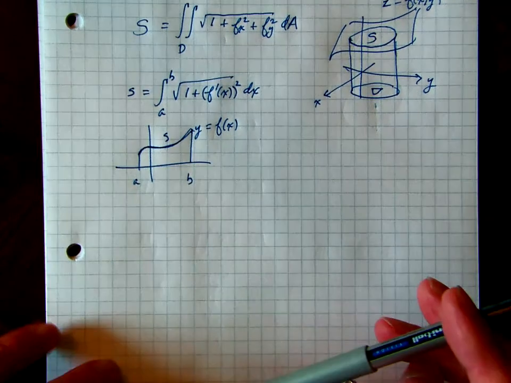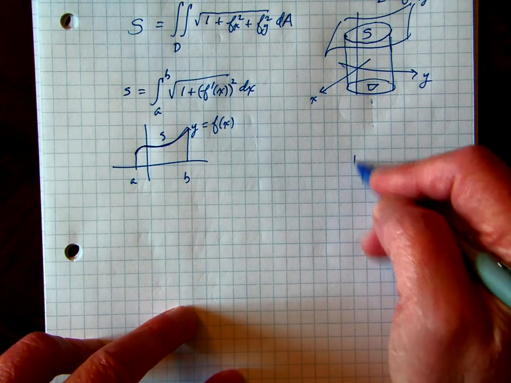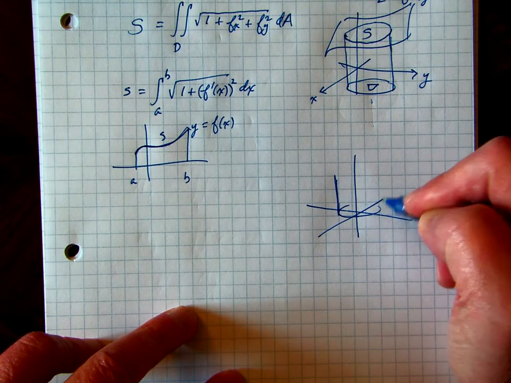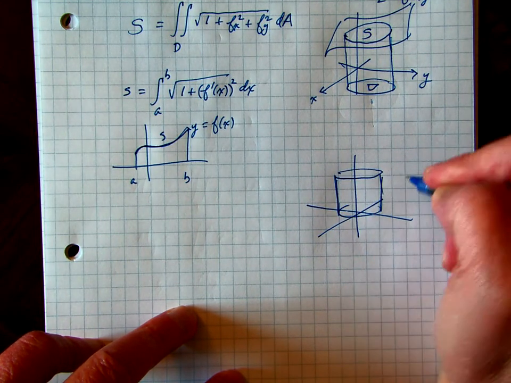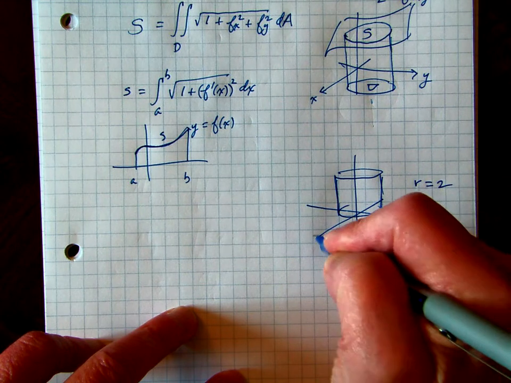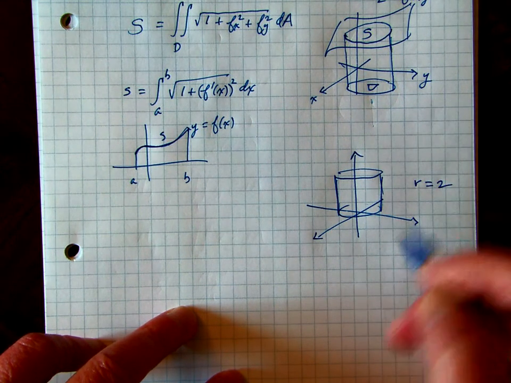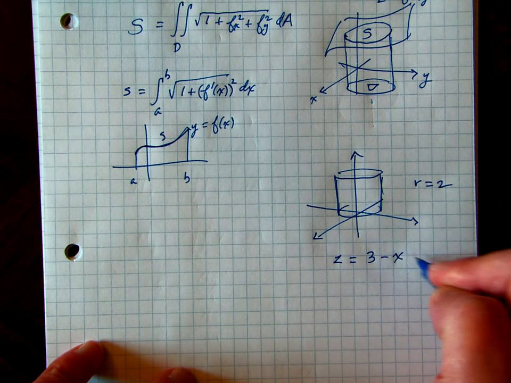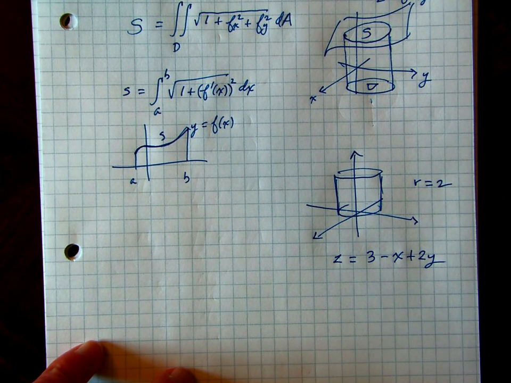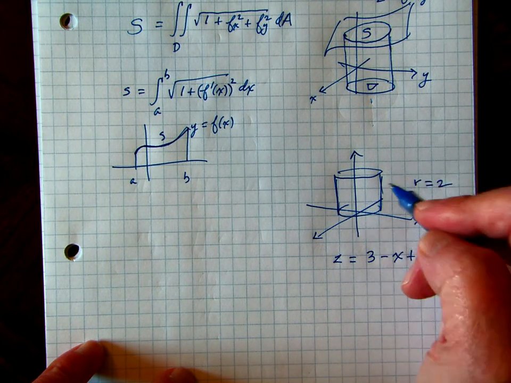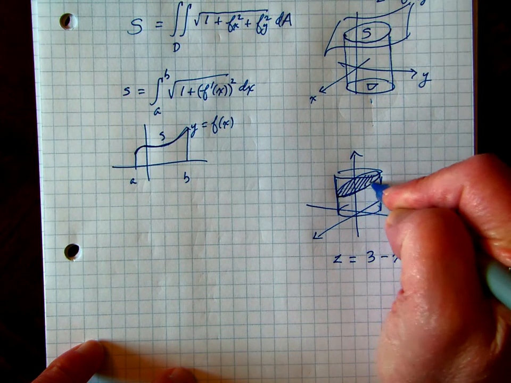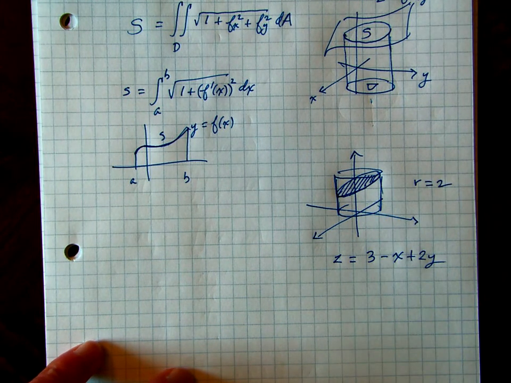The way this does work, for example, let's suppose we had a nice simple cylinder. And by simple cylinder, I'm going to say r is 2, okay, radius 2. And then we're going to take a function, z, which is a planar function, which is just 3 minus x plus 2y. So if I graph this, I would get a tilted plane, and it would slice an elliptical shape out of that cylinder. What is the surface area S?